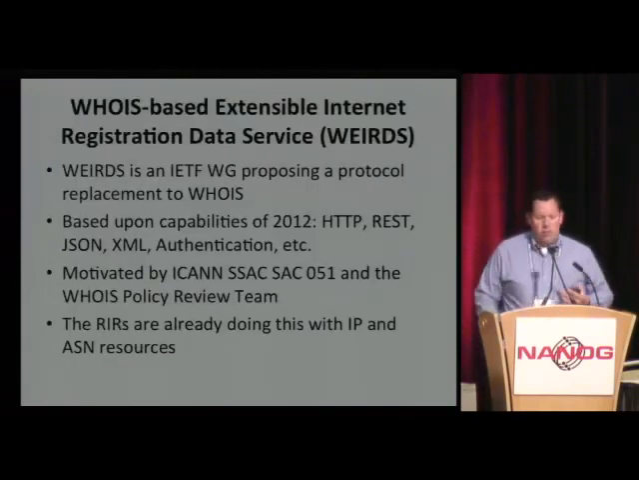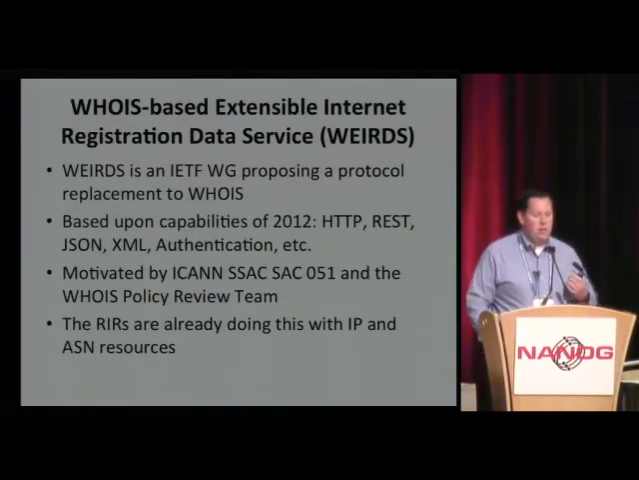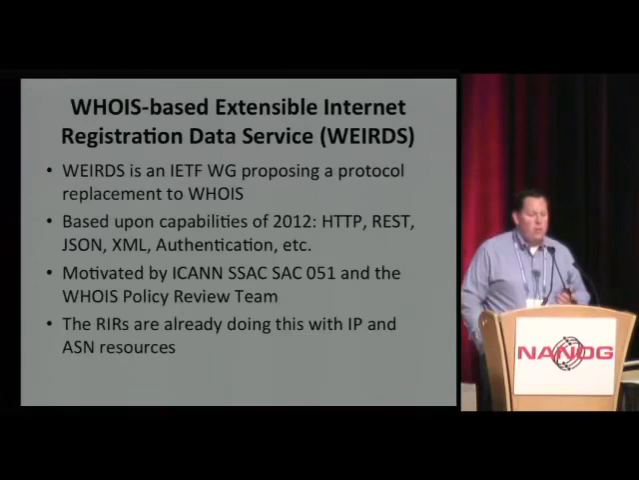The IETF has a working group that's working on something called WEIRDS, and WEIRDS really draws upon a lot of the work that's already going on at the RIR level, particularly in ARIN and in the RIPE regions, with bringing modern protocol capabilities to the WHOIS. So essentially forklift upgrading this raw text-based socket protocol to things that use HTTP, REST, JSON, XML, have things like authentication in it, class of service. And ultimately, a lot of this work has been motivated by ICANN's Security and Stability Advisory Committee, their report SAC 051, as well as the output of the WHOIS policy review team.